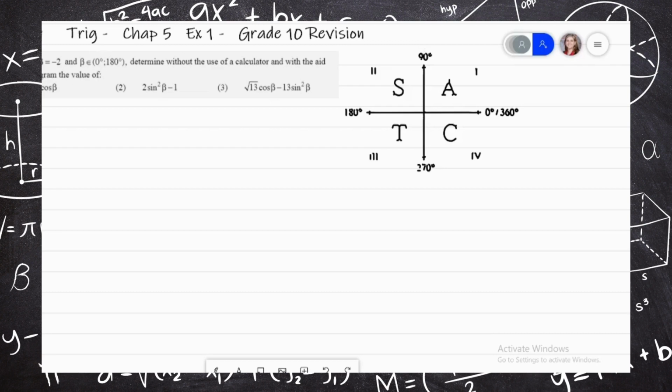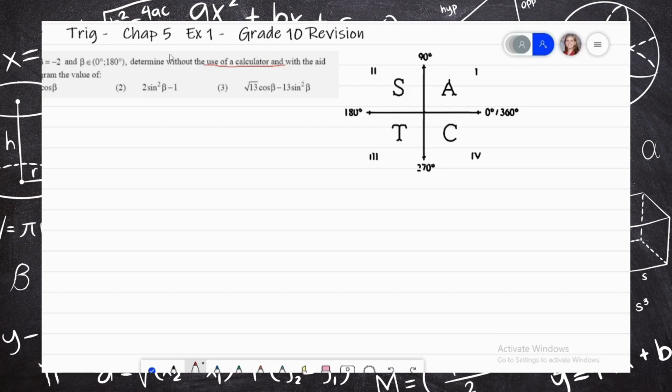If 3 tan beta equals -2 and beta is from 0 to 180, determine without the use of a calculator. Ladies, this is very important. You can't use a calculator, because the moment you use a calculator, we actually give you 0. You have to work with the aid of a diagram. This is where you start. You have your CAST table.